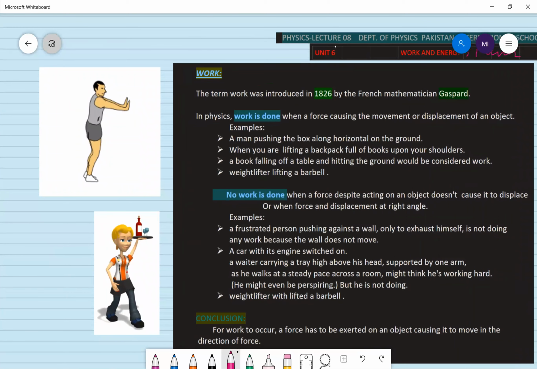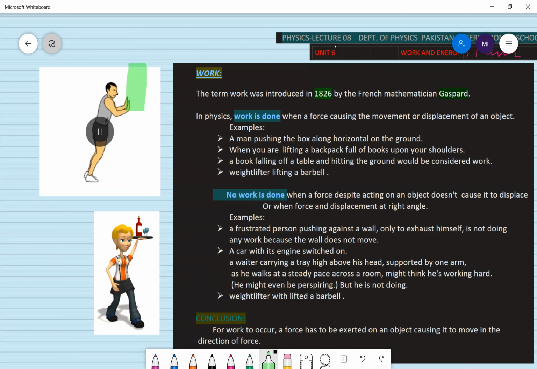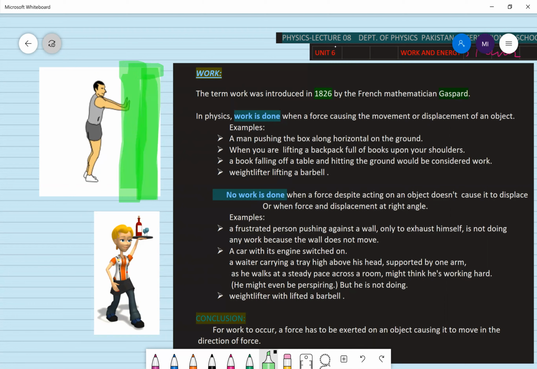For example, a frustrated person pushing against a wall only to exhaust himself is not doing any work because the wall does not move. Let us see here. He is just pushing on the wall. Let me make the wall a bit visible to you. So you see, the man is just pushing on the wall, but he is not doing any work. Why? Because there is a force, but there is no displacement. And work, which we have defined, is only done when the force causes the object to displace.